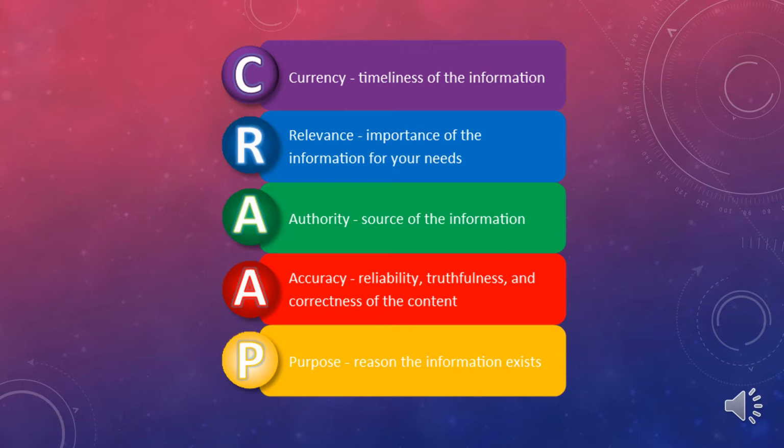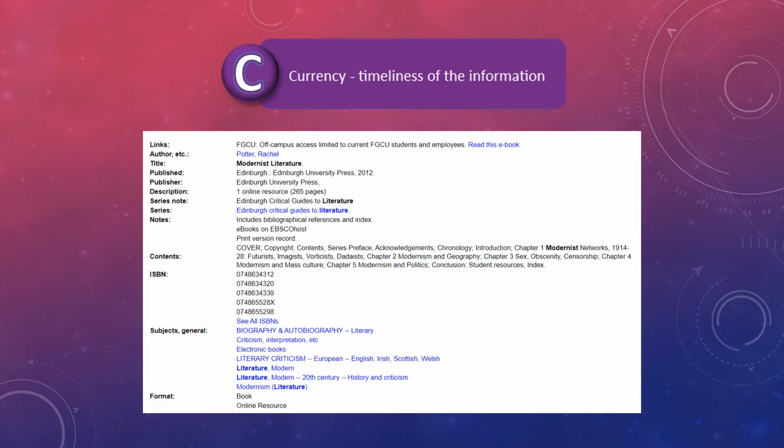Although it's a little simplistic, I find that the CRAP test is one of the easiest ways to analyze your resources. So with the CRAP test, you want to look at the currency of your resource, the relevance, the authority, the accuracy, and the purpose. And we're going to look at each of these steps in the upcoming minutes.